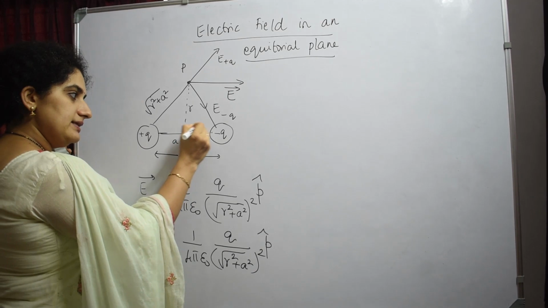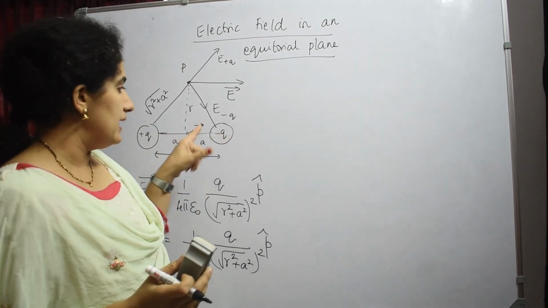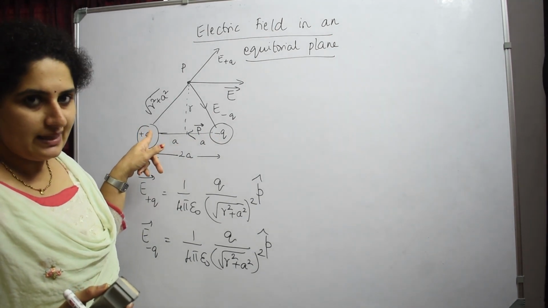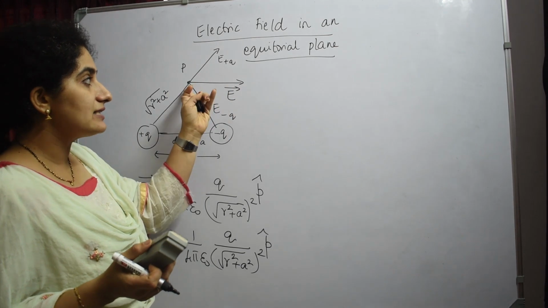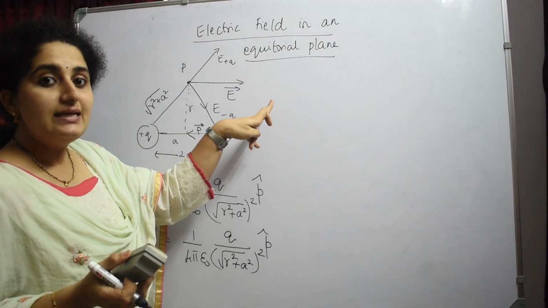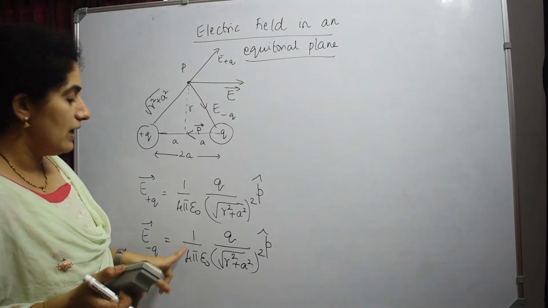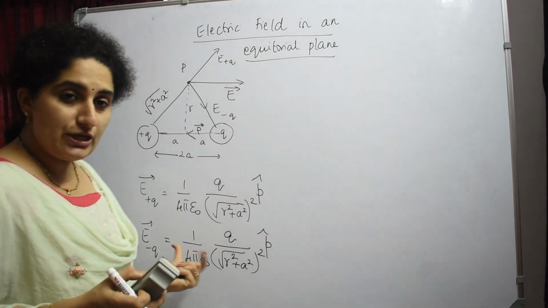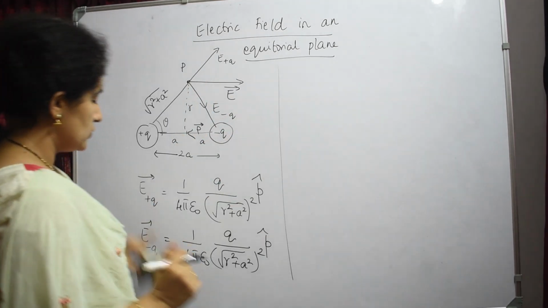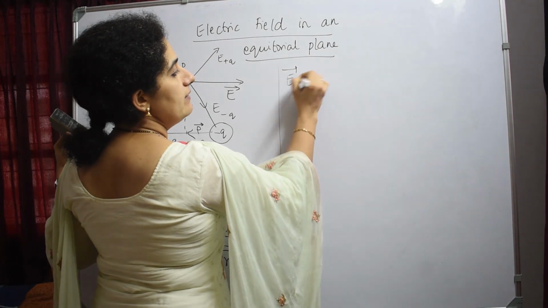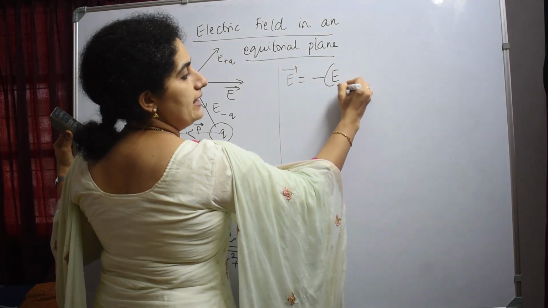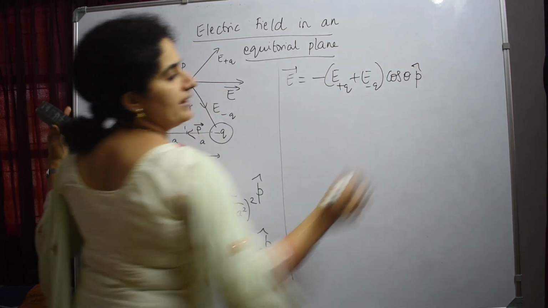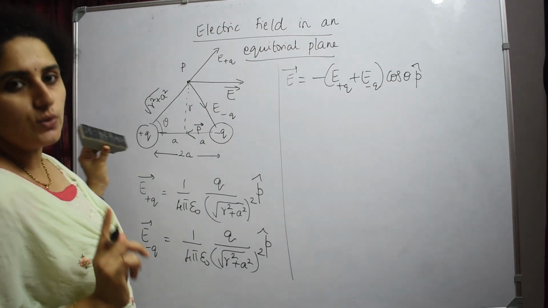Now the thing you have to note down is, in the dipole, the direction of dipole moment is from minus Q to plus Q. Okay, that we are considering. But this net electric field is in the opposite direction. So now you have to consider the net direction as negative, negative of this one. So the net electric field E will be equal to minus of E due to plus Q plus E due to minus Q, cos theta into P cap. Cos component you have to consider.